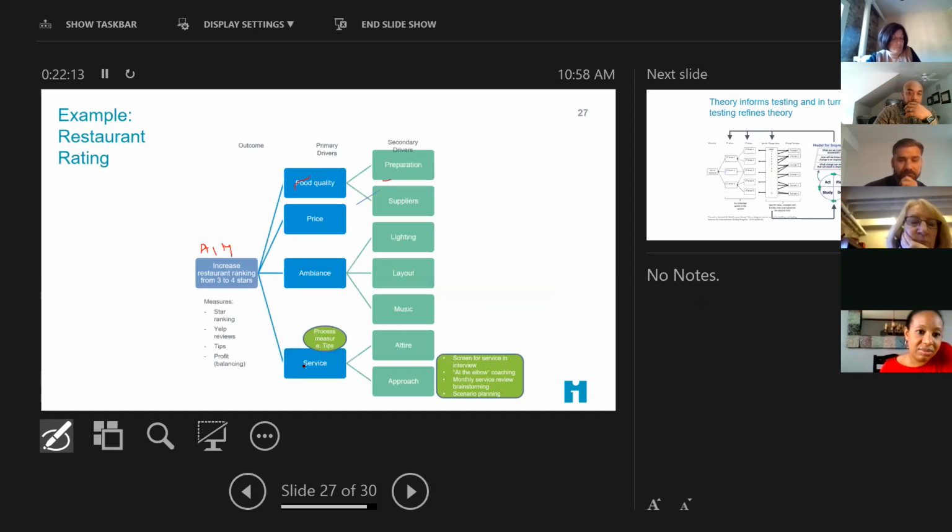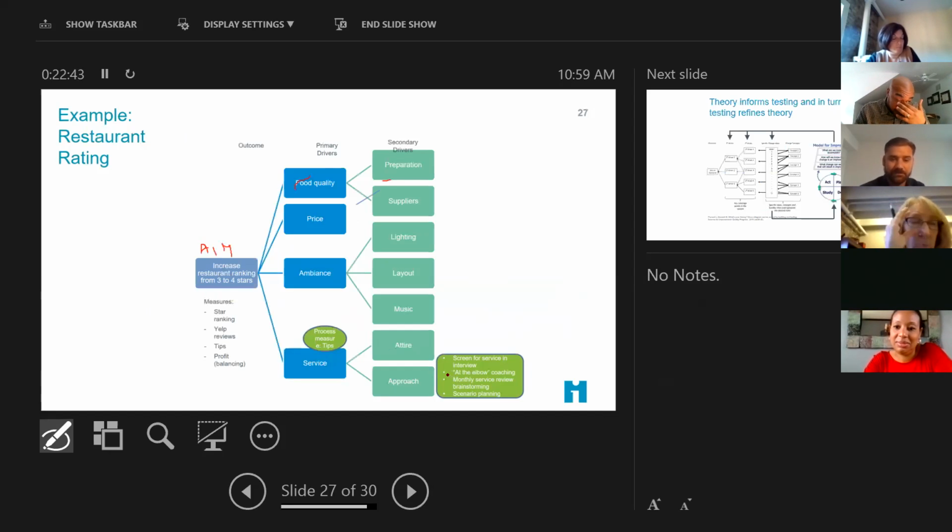Now, I'm giving an example here, you then can tie your process measures to these actual primary drivers. So often when you have strong primary drivers, what you can do is attach your measures. So if I'm thinking about service, maybe one way that I might measure that is tips. That's probably not a perfect measure, but I could try to say, let me just see if that might work.